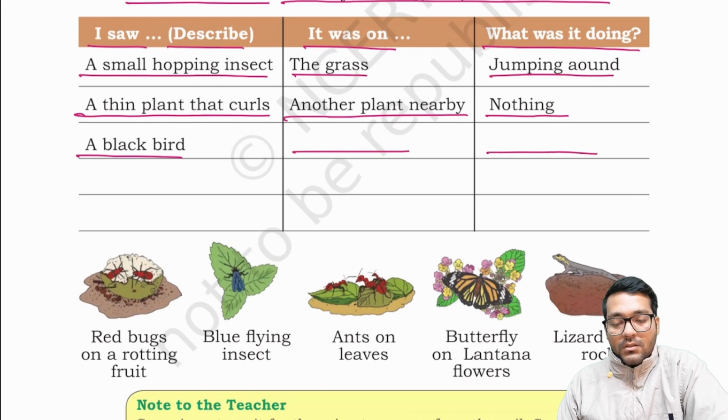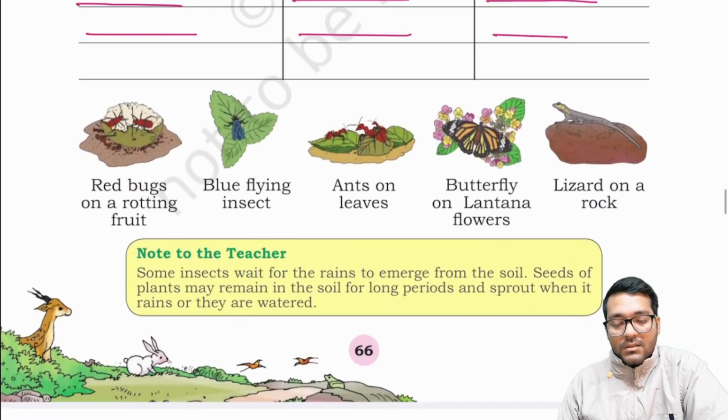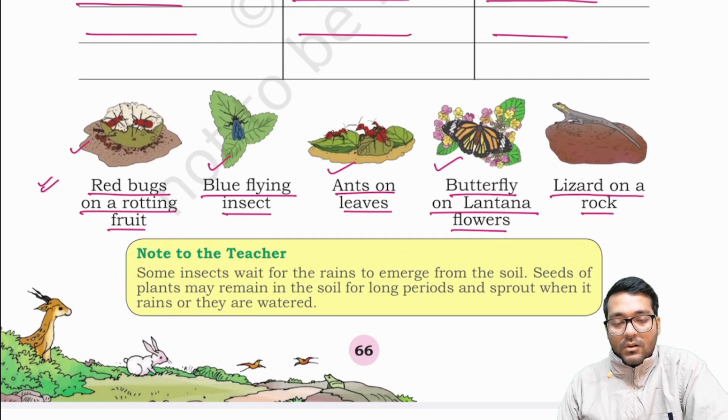Similarly, you can fill the blanks given here. You may use these pictures for hints. Red bugs on a rotting fruit. Blue flying insect. Ants on leaves. Butterfly on lantana flower. Lizard on a rock.